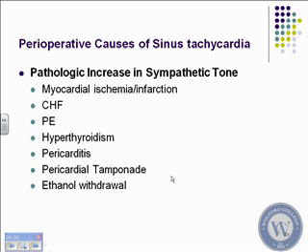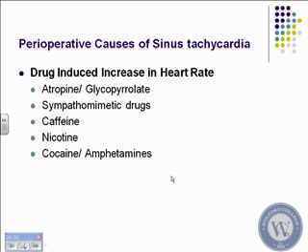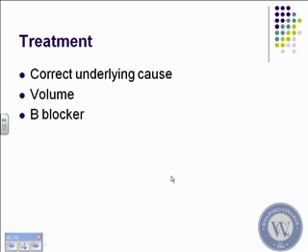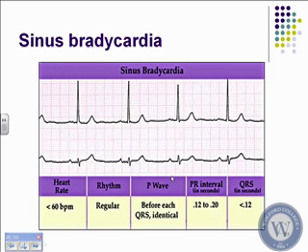The other thing you'll see is an increase in sympathetic tone with sinus tachycardia. So myocardial ischemia and infarction, congestive heart failure, PE, all these things can cause sinus tach. Drug-induced increases in heart rate include atropine, sympathomimetic drugs, caffeine, cocaine, amphetamines, and nicotine. Treatment is basically to correct the underlying cause. It's actually a very common problem. It's usually volume, and very last you should consider a beta blocker. This should be pretty last on your list. You treat the underlying problem first.